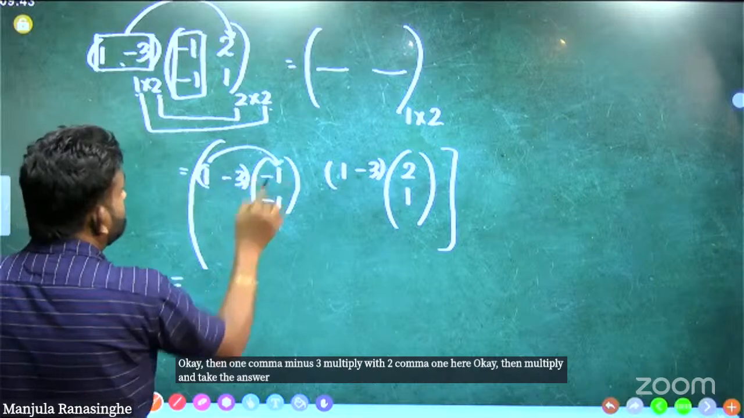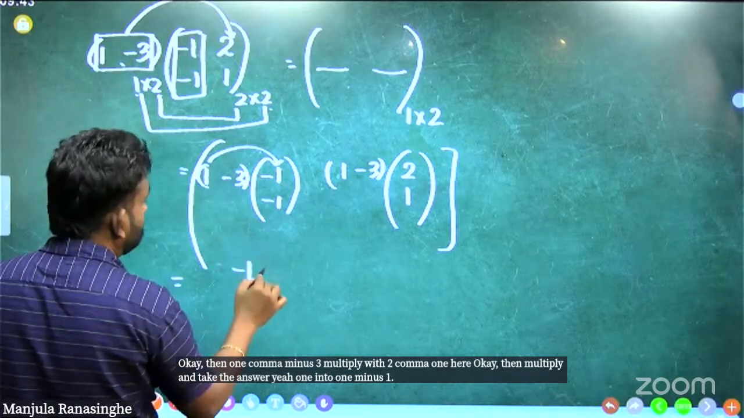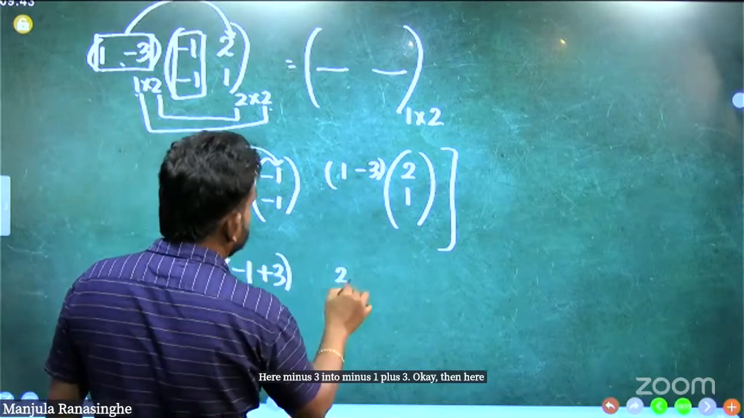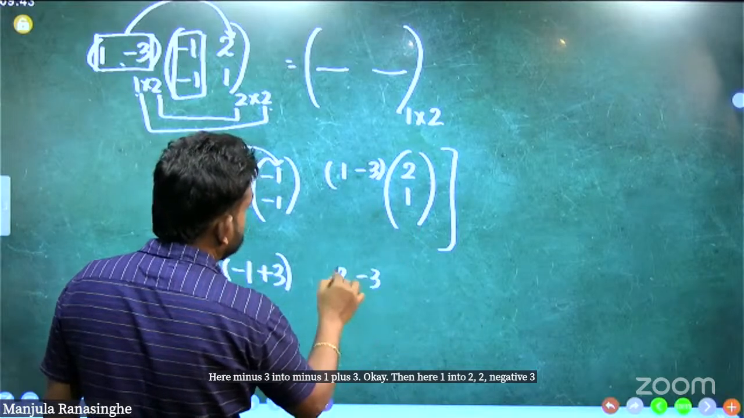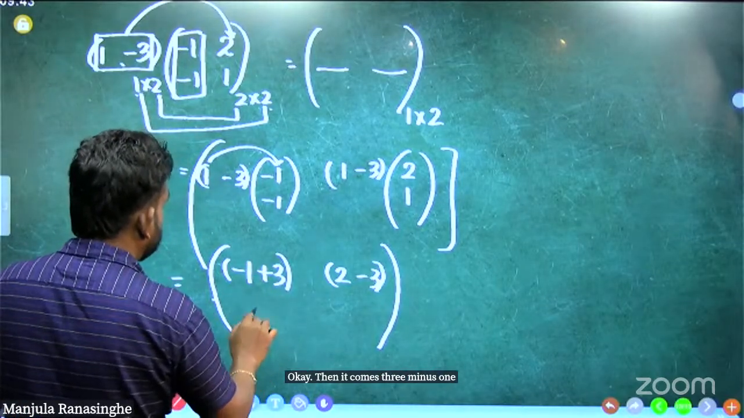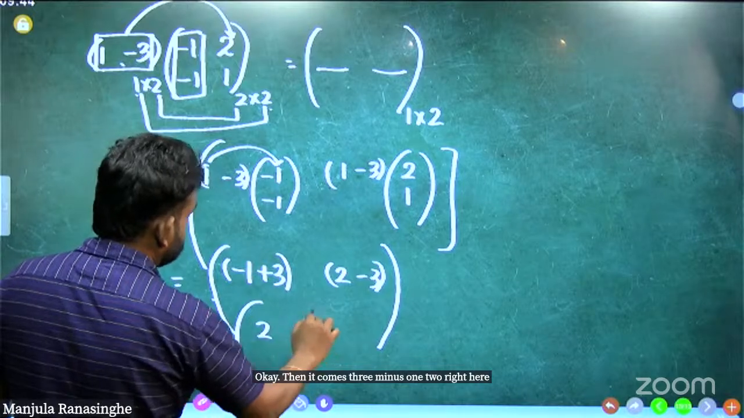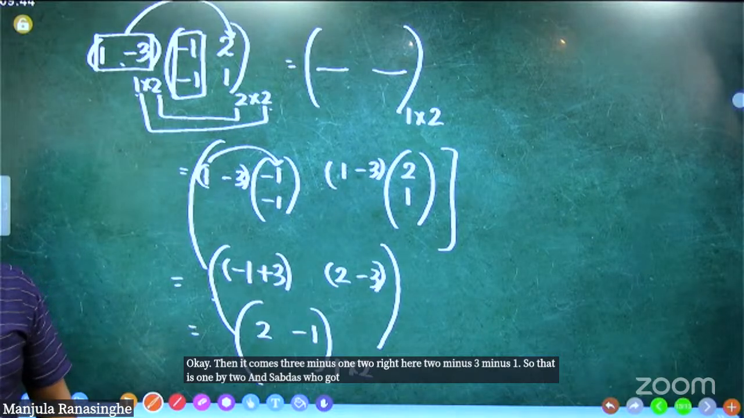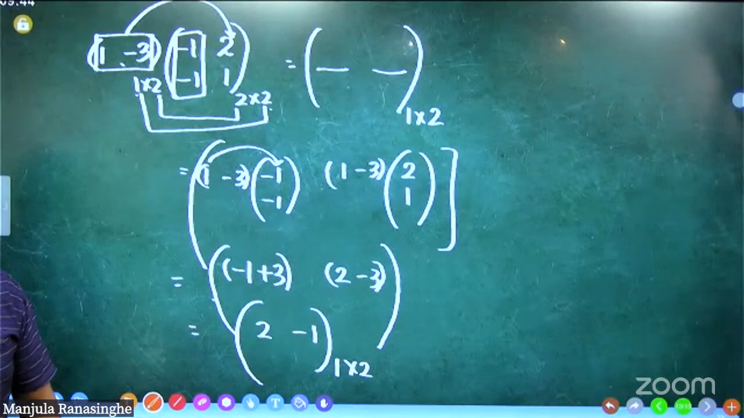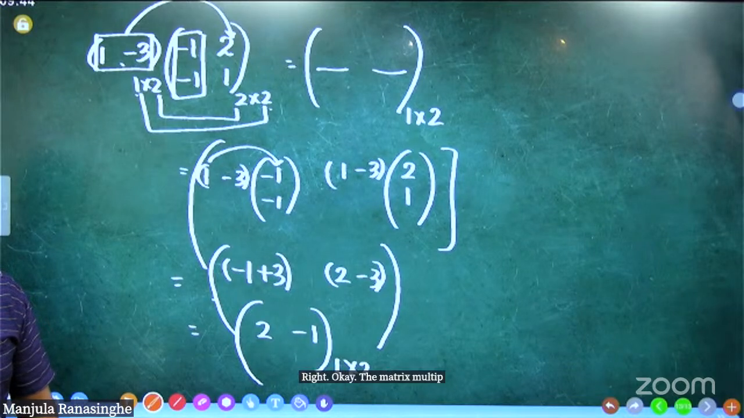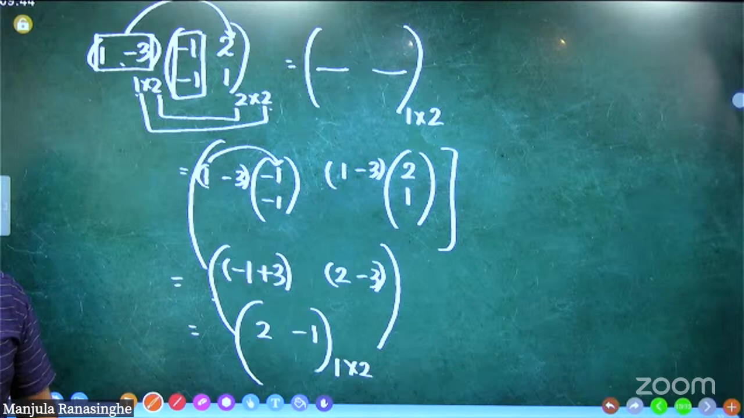Here 1 into 1 is 1, minus 3 into minus 1 is plus 3. Then 1 into 2 is 2, negative 3 into 1 is negative 3. So it comes 1 plus 3, 4 minus 1... and 2 minus 3, minus 1. So that is a 1 by 2 matrix. Hands up those who got this multiplication. The matrix multiplication we have taught you, right?